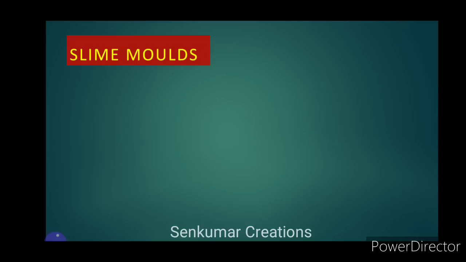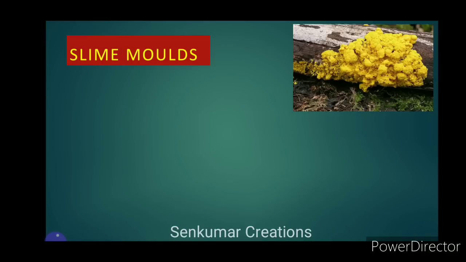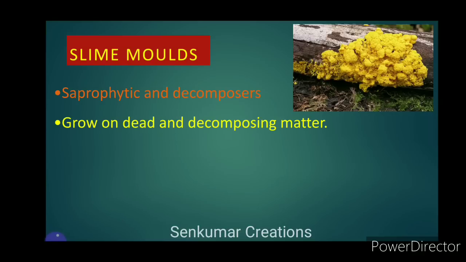So slime molds, the third one is the slime molds. You can see this one very clearly. The example picture is given. They are the saprophytes, so they are the decomposers. It means that they decompose dead and decaying matter, so they are called saprophytic organisms. They grow on dead and decomposing matter.